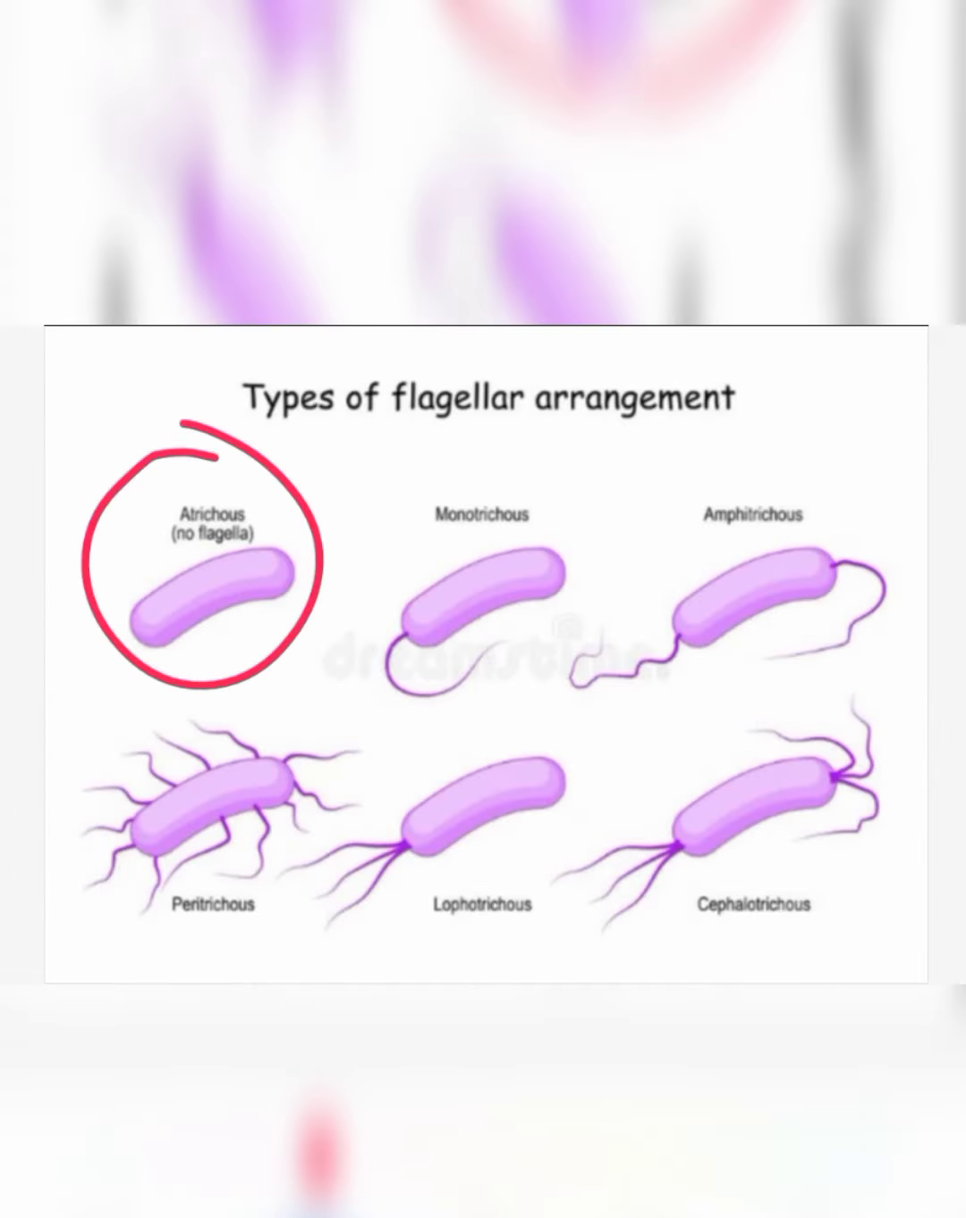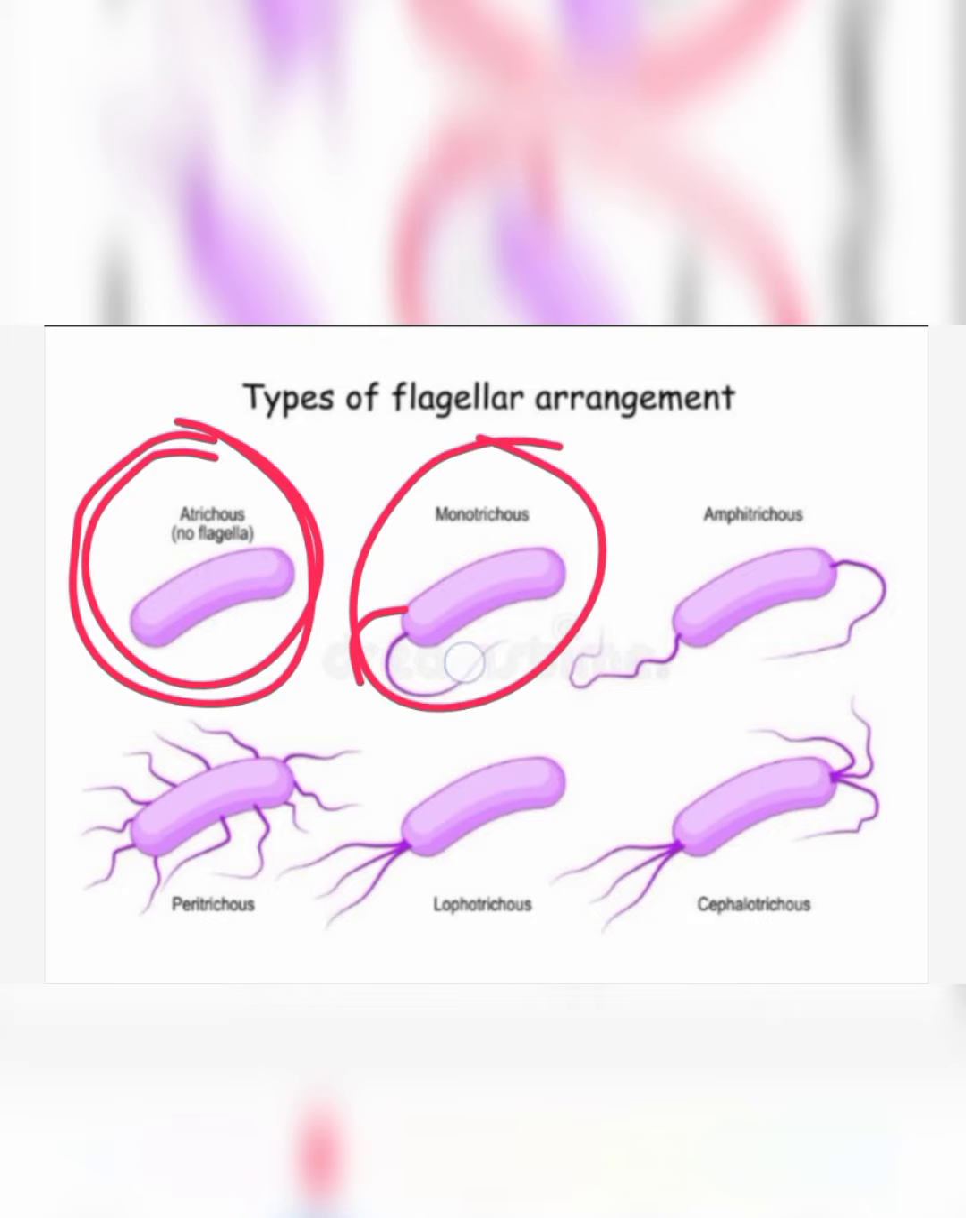Okay, so we have the bacterial classification also based on the types of flagellar arrangement. Like you can see in this picture, the first one, here we have no flagella present. So that is why it is known as atrichous, okay? And then in the second one, you can see that there is only one flagellum arising from the body. That is why it is known as monotrichous. Mono means one, okay?